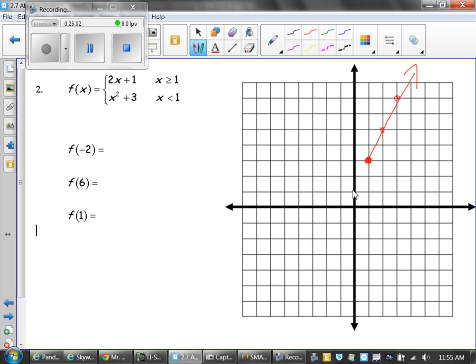For the other one, it's x squared plus 3. I'm going to do this without a calculator. If x is 0, y is 3. If x is 1, y is 4. Good. And now this has to be an open dot because it's less than 1. If x is negative 1, it is also at 4. If x is negative 2, it is at 7. So here's 4, 5, 6, 7, and there's my curve.